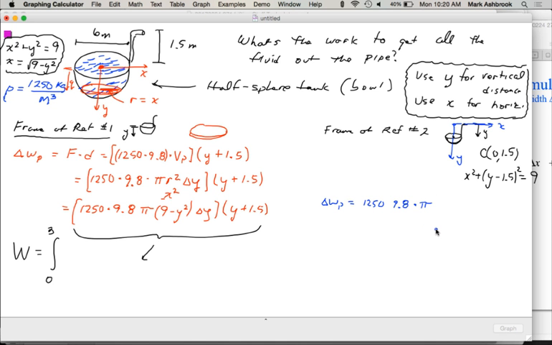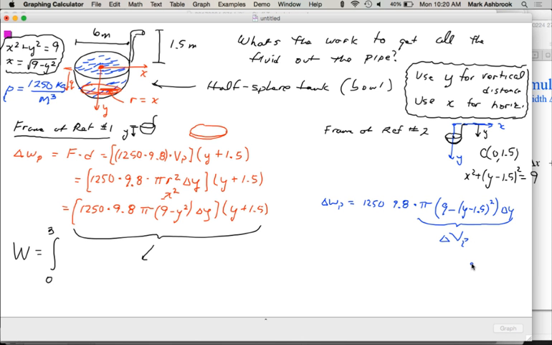So is the radius still x? From here to the radius of our pancake, is it still x? Yes, so we need radius squared. And what is it in this case now? It's 9 minus (y minus 1.5) squared, times delta y. So again, this is the volume of the pancake with our new frame of reference.